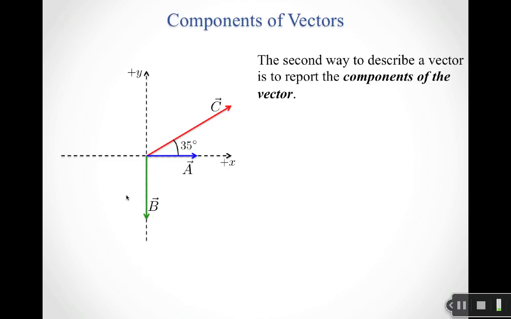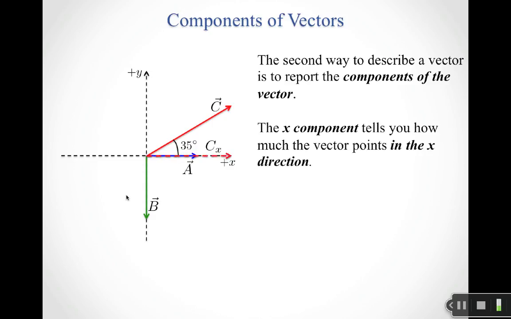All right, so we talked about what vectors are. We talked about one way to report them, which is to tell you a magnitude and a direction. The second way to describe a vector is to report its components. So basically, the easiest way to think about the components of the vector is that the x component tells you how much the vector points in the x direction.